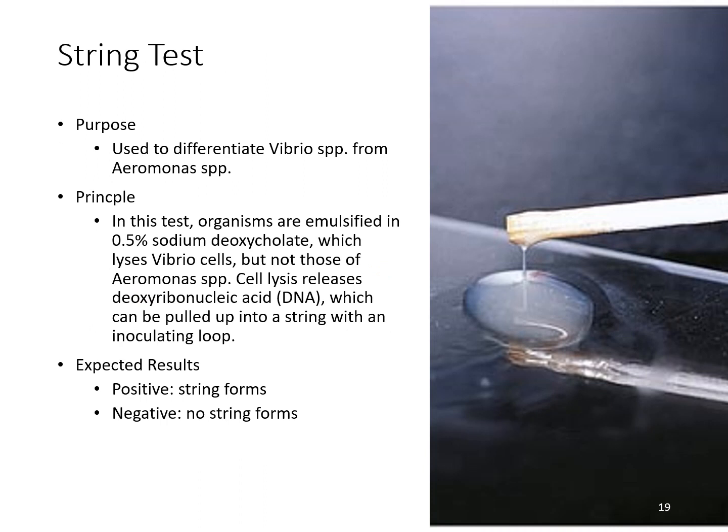The string test is used to differentiate the Vibrio species from Aeromonas. So with this test, you would actually emulsify the organism into a sodium deoxycholate type of reagent. And then what this will actually do, it will lyse the Vibrio cells, and that lysis will result in the release of DNA. And then that DNA can actually be pulled up kind of like a string. You can actually see it with any sort of like stick or inoculation loop. And so to be positive, it would actually have to form a string. A negative would be no string.